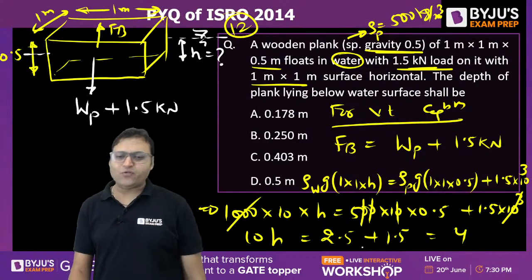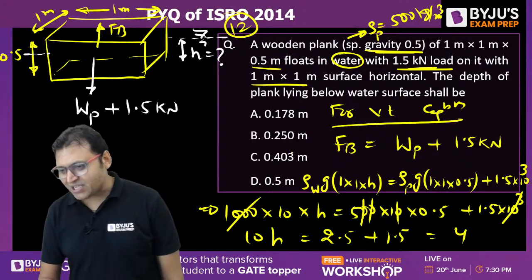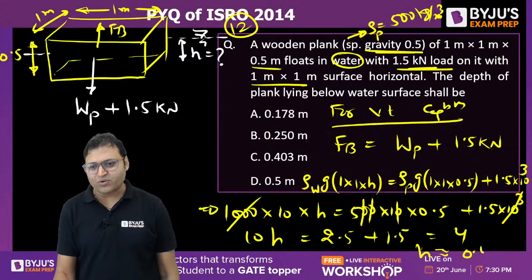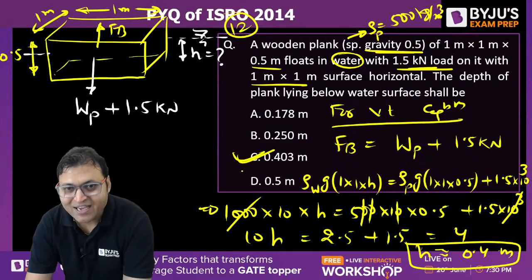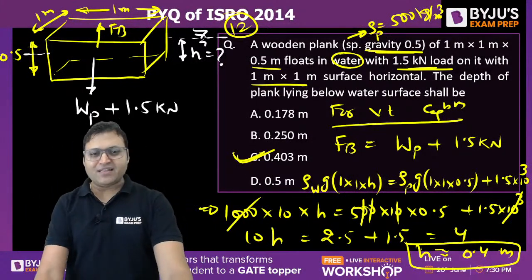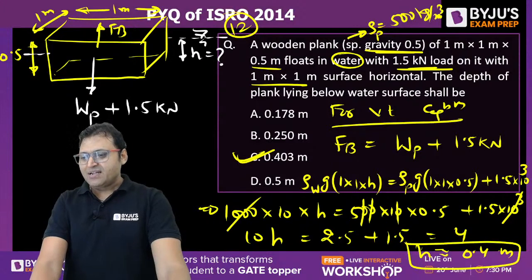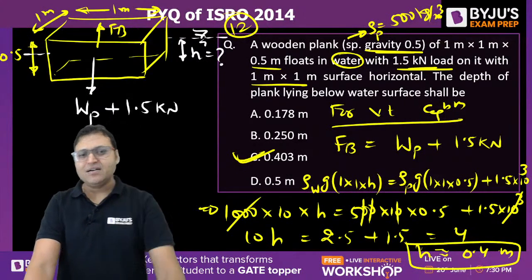And what is the value of H? H is equal to 4 by 10, that is 0.4. Your answer should be something around 0.4, so H is around 0.4 meter. C. Why is it C? Because we have taken the acceleration due to gravity as 10. If we would have taken g as 9.81, then our answer would have been 0.403. The nearest option will be the correct answer.